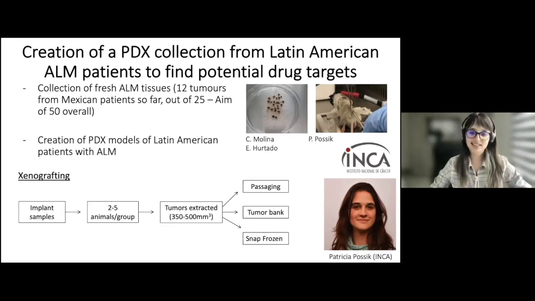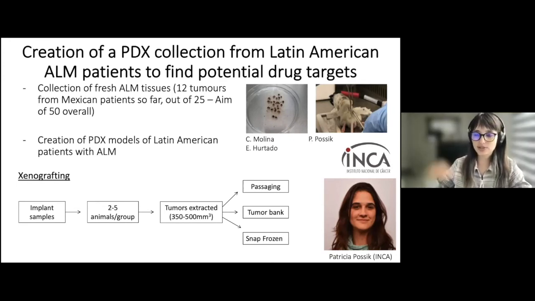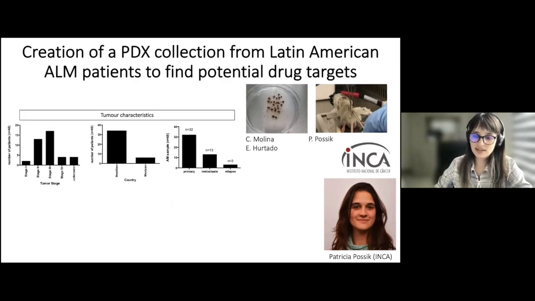And basically, this is the strategy, right? You implant sample in mice from 2 to 5 animals per group. Then you wait until they reach 500 cubic millimeters, and then you can passage into another mouse to keep studying the evolution, go to the tumor bank for long-term storage, or snap frozen for short-term analysis, genomic or transcriptomic, for example. So I just want to show you one slide about how this work is ongoing. So these are the tumors from the patients that have been inoculated so far. The majority do come from stage 3. So I was telling you before, most of them are Brazilian at the moment, some Mexican, and most of them are primaries.